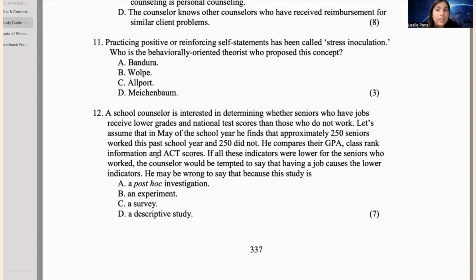Did he sit down and do actual research with these people, or did he wait for all of this to happen, make an observation, and then say this is it? The latter, right? So that is a post hoc investigation. This is after the fact. You're observing. Also sometimes called an ex post facto evaluation or investigation. Okay.